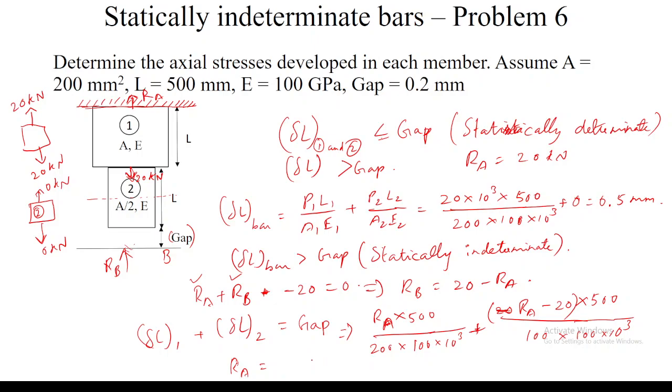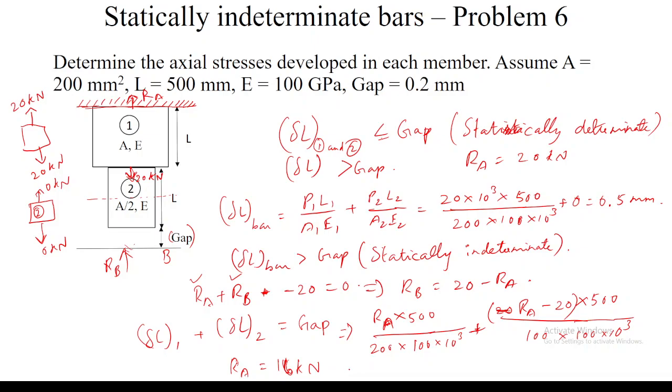4010, you are approximately correct. Actually, RA should be equal to 16 kilonewtons. Is somebody getting this answer? RA should be equal to 16 kilonewtons. Is everyone getting RA equal to 16 kilonewtons?